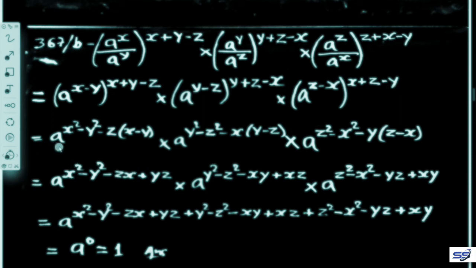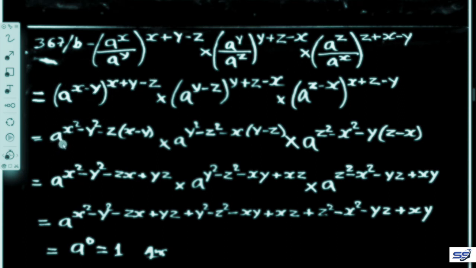Equal, now the power of this, x minus y and x plus y minus z, both shall be multiplied. Here also the same thing: power y minus z into y plus z minus x, this power and this power shall be multiplied. Here also the z minus x power shall be multiplied to x plus z minus y, upper one shall be multiplied to make this simple form.